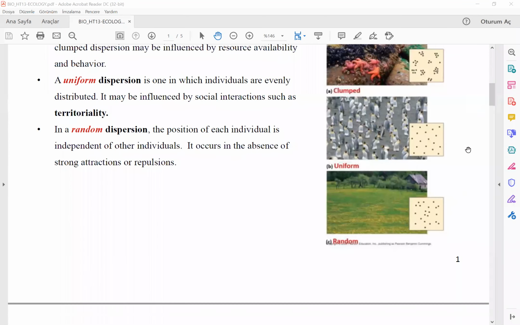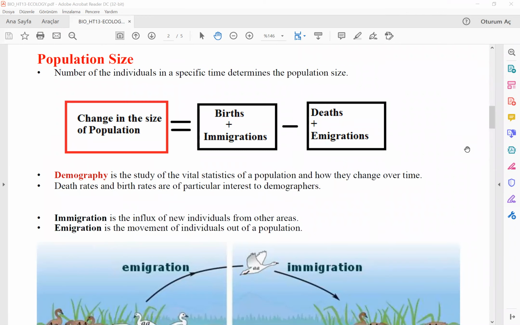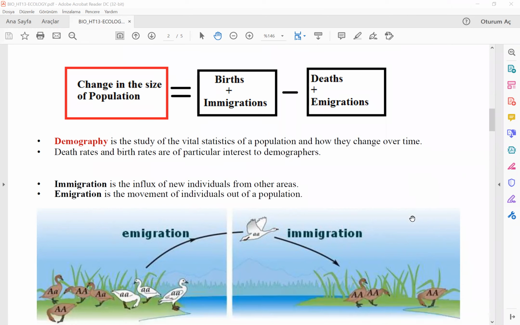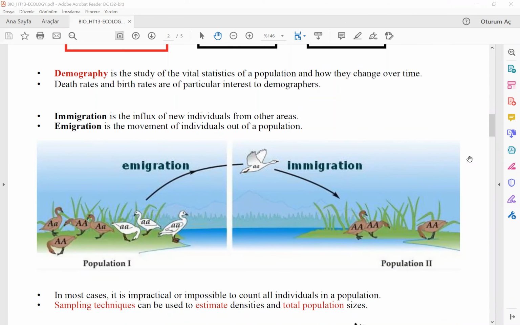The third population dynamic factor is population size. We calculate the change in the size of the population by adding births and immigration, and subtracting deaths and emigration. The number of individuals at a specific time determines the size of the population. Demography is the study of vital statistics of populations and how they change over time. Death rates and birth rates are of particular interest to demographers.